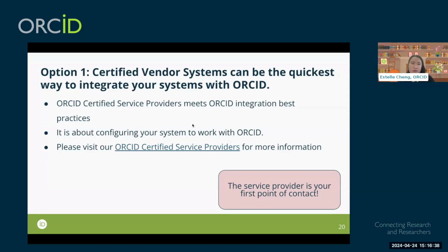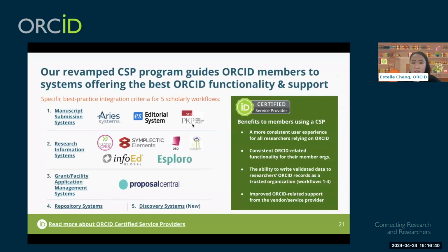And the second option, just to add: please visit our webpage as I shared. We now certify different systems by workflow. You can see different workflows here, from manuscript submission to research information system, grant application, or repository, and these are the systems that are certified now. If you are also a service provider and you are interested in working with ORCID in this program, please also reach out to us.